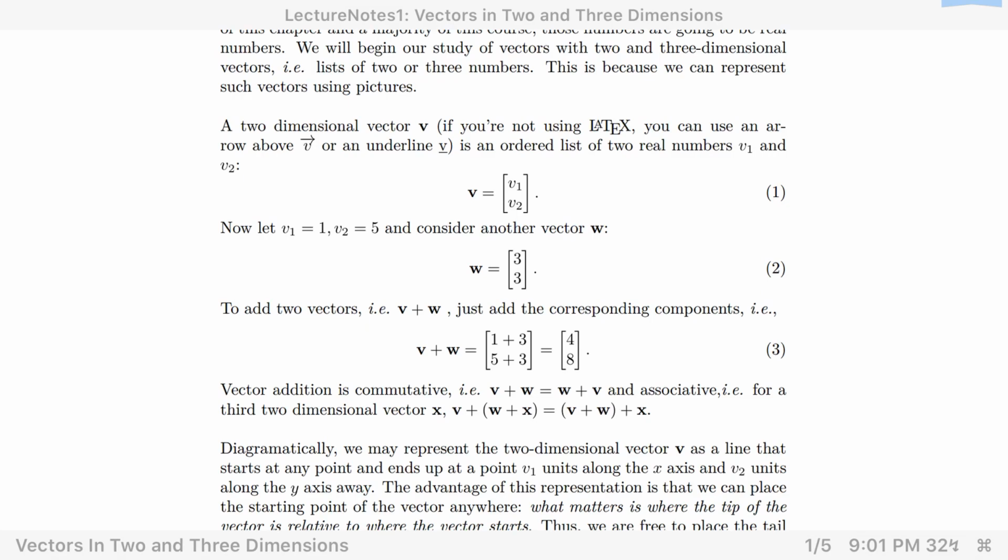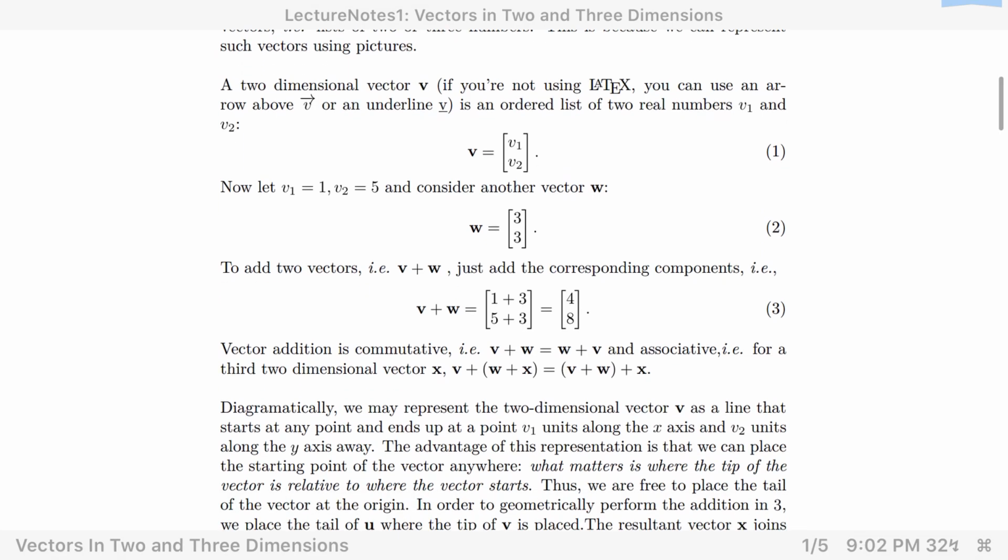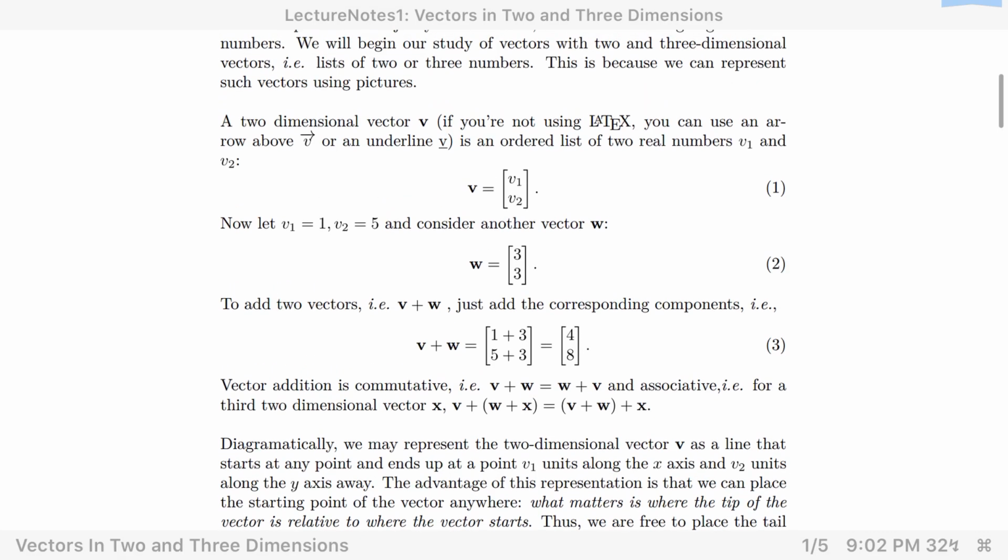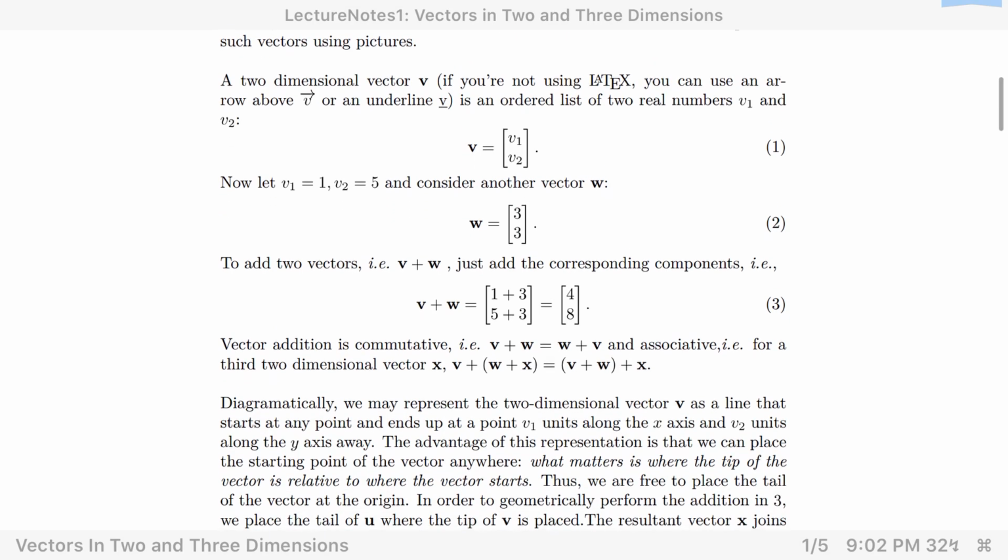Now in 2 dimensions it makes sense to talk about x and y components. In 3 dimensions it makes sense to talk about x, y, and z components. But in higher dimensions we'd probably have to call them x1, x2, x3, x4, all the way to xn components. Now if we interchange v1 and v2, we don't have the same vector, we have a different vector.